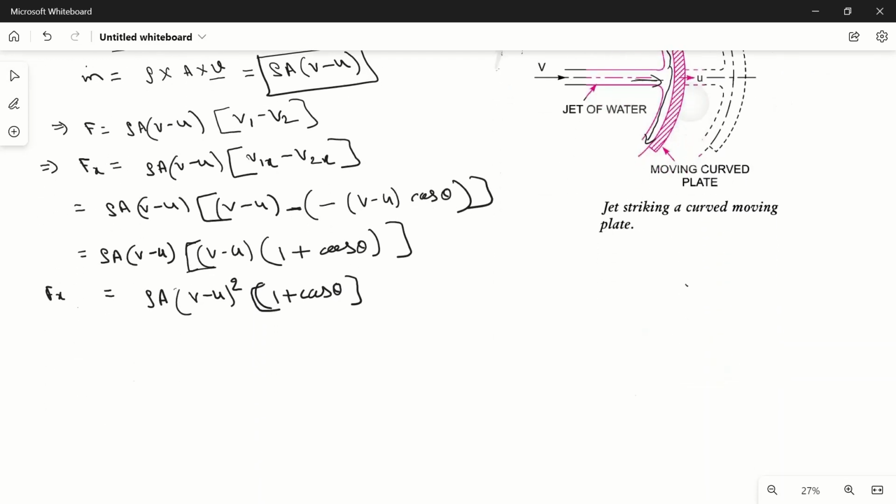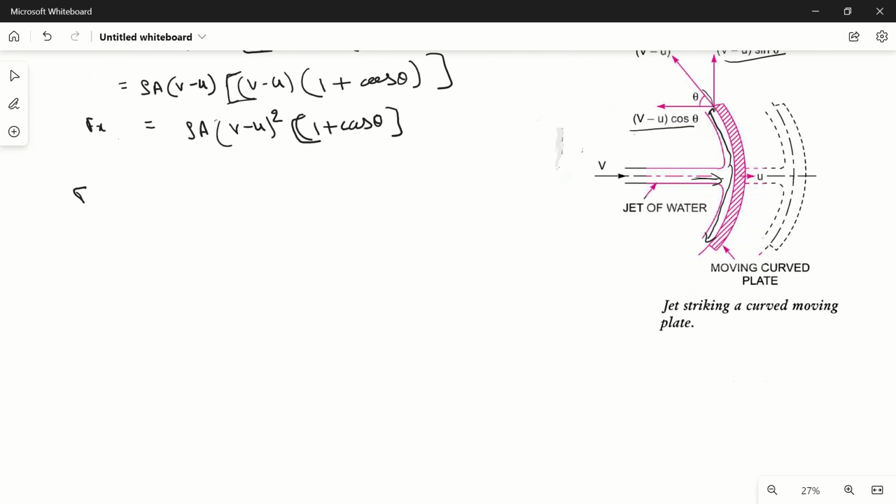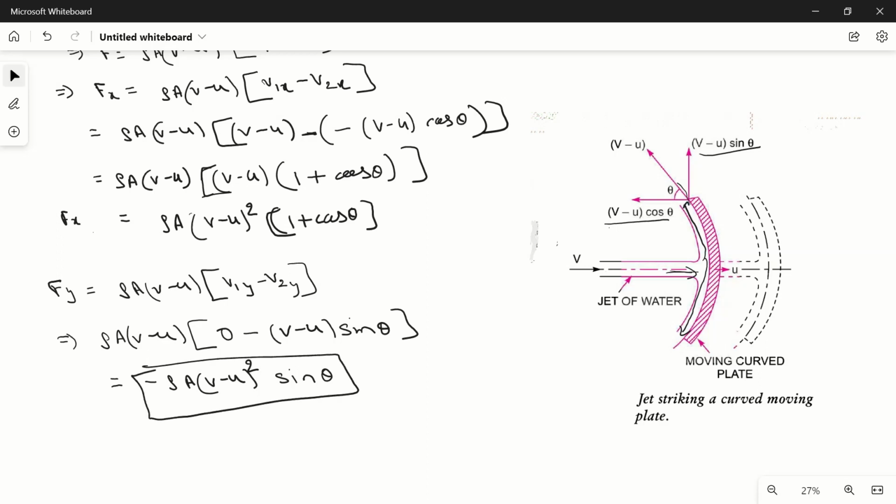Similarly, if we have to find out the force exerted in y direction, we can find it in similar fashion. So Fy will become rho a (v minus u) into (v1y minus v2y). What is v1y? The relative velocity in y direction at inlet, which is 0 because this is horizontal movement, and v2y is (v minus u) sin theta. So it will be equal to minus rho a (v minus u) whole to the square into sin theta. So this is force in vertical direction.